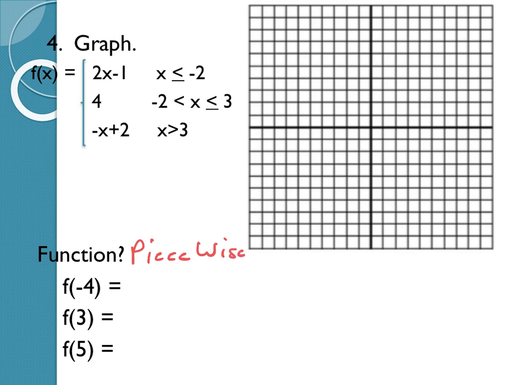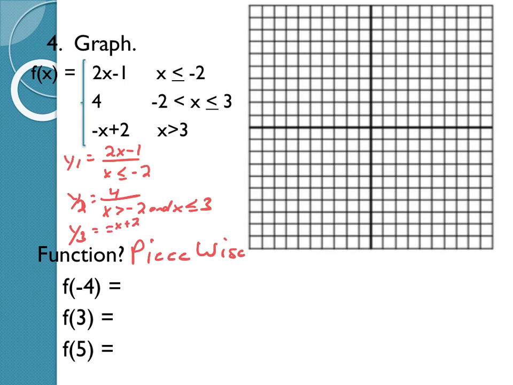So you're going to enter these into the calculator. You're going to do y1 is going to be 2x minus 1 over x is less than or equal to negative 2. Now, the next one's where you're going to have to separate it. So you're going to have to do x is greater than negative 2 and x is less than or equal to 3. The x has to come first, so that's why you have to flip around. And then y3 is going to be negative x plus 2 over x is greater than 3. Then negative 4 is going to be negative 9, 4, and negative 3.